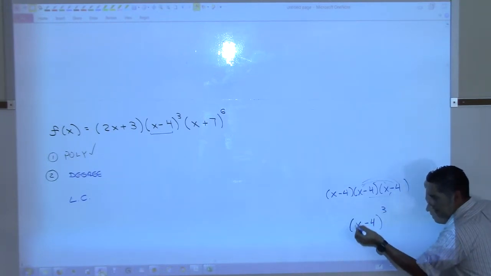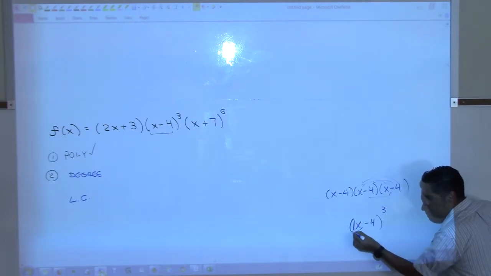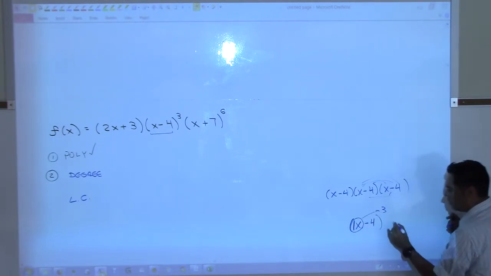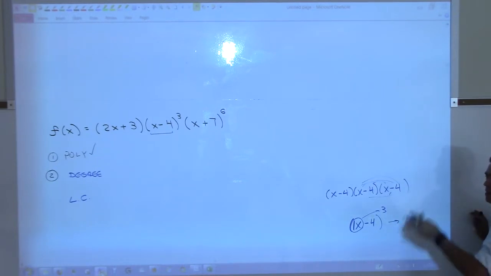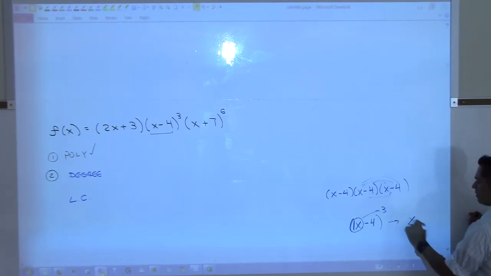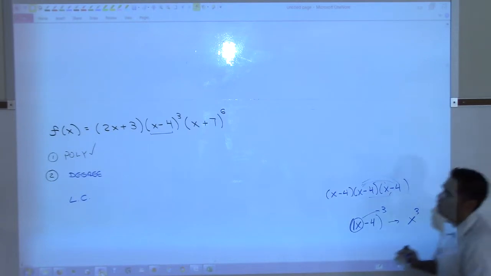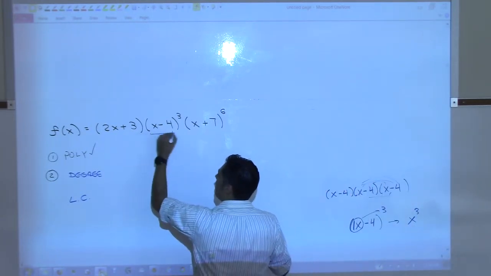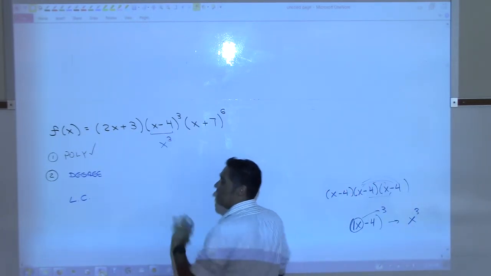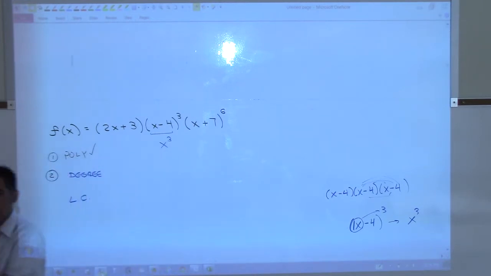Look at this right here with the number in front of it. See how that's a 1x? Just take that 1x and cube it. What would happen if you cubed 1x? 1x times 1x times 1x. You get x cubed, right? So what that means is that this right here is behaving like an x cubed. It's not exactly x cubed, but that's what it acts like. That's what it behaves like.